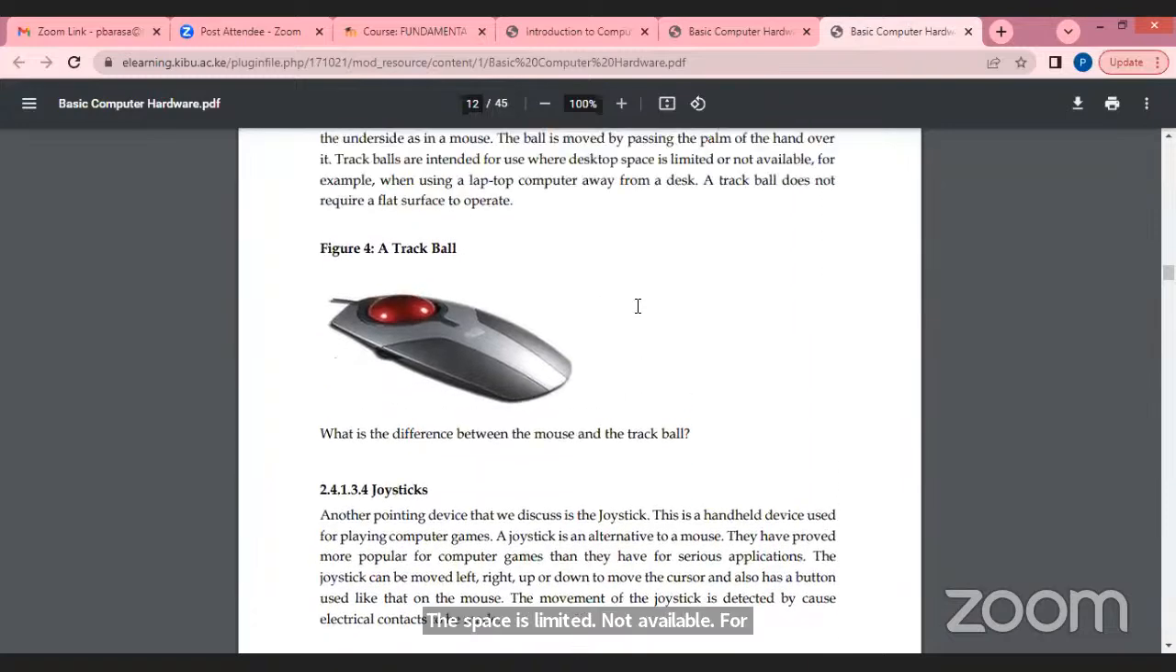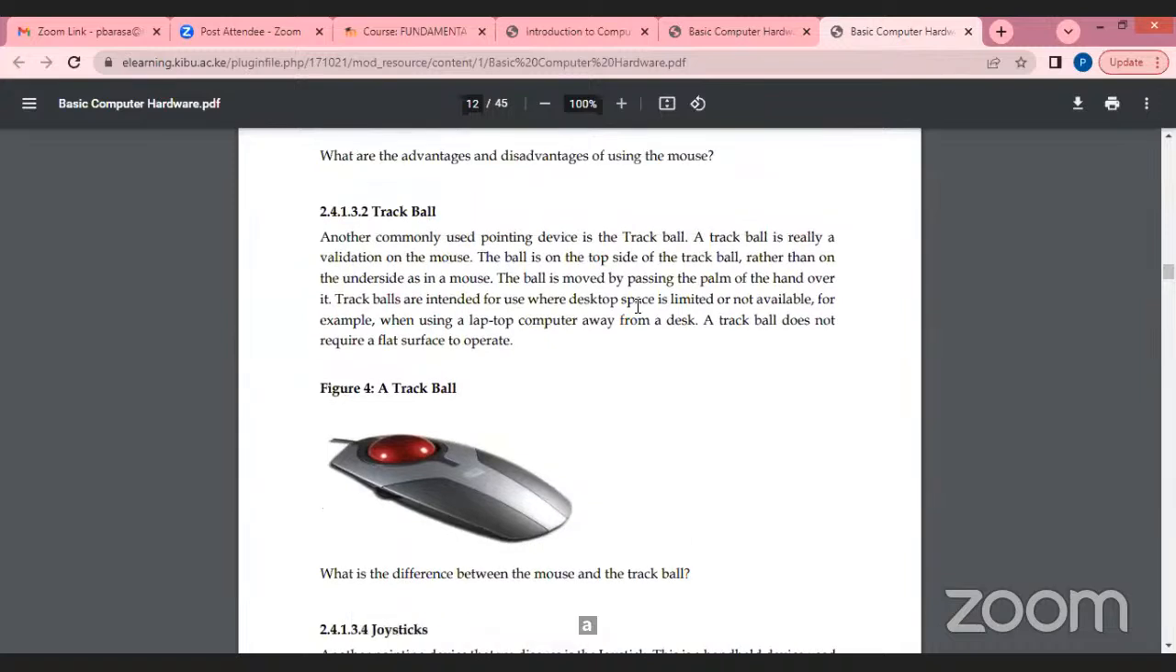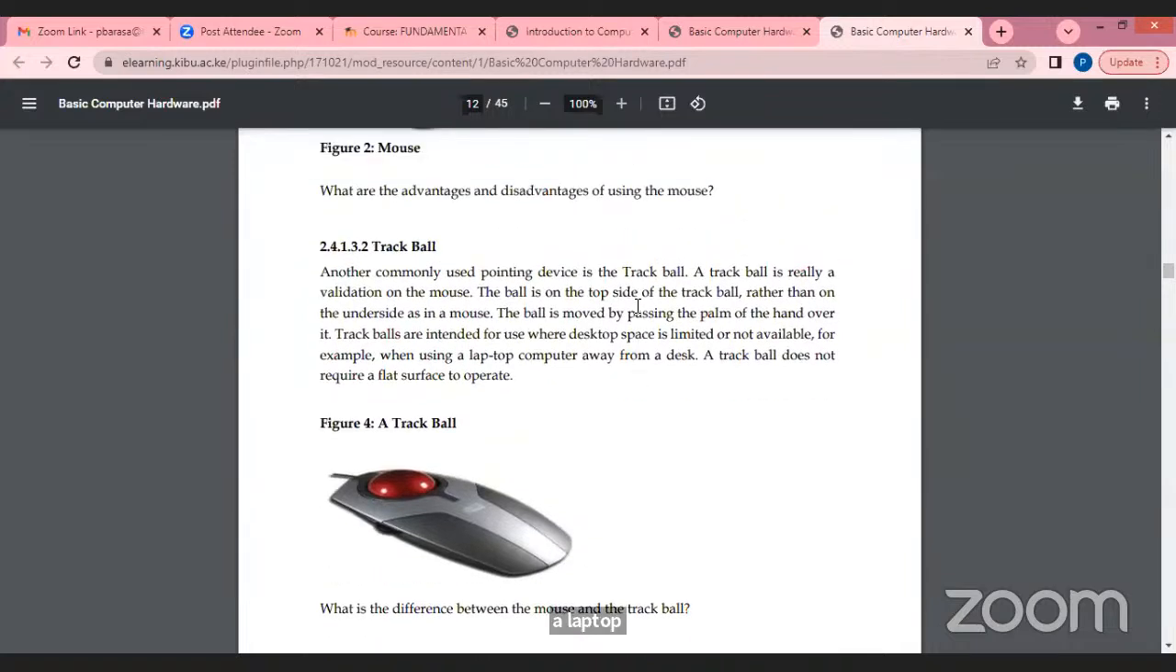Now, what's the difference between a mouse and a trackball? Type on your screen. I've just talked about a mouse. What's the difference? Kindly type on your screen the difference between a mouse and a trackball. I'm waiting.